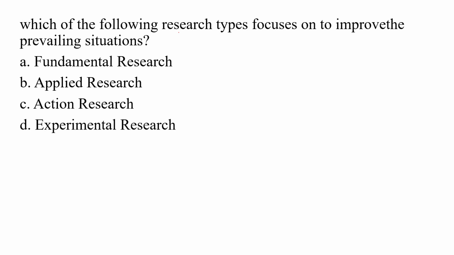Which of the following research types focus on improving the prevailing situation? So here in this question they ask you, which of the following research types focus on improving the prevailing situation, for which the first option is fundamental research, second one is applied research, third one is action research, and the last one is experimental research.